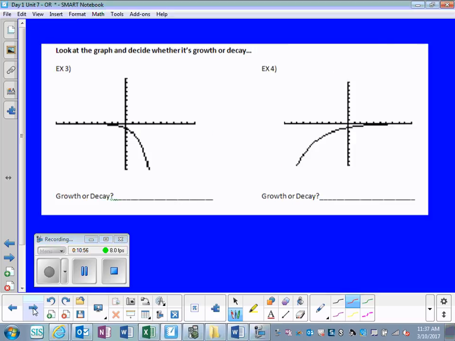Okay, so now, I don't know if we already learned this, but just in case, this can get a little bit confusing. Look at these graphs and decide whether each is growth or decay. Which one is decay? Who thinks it's decay? Who thinks it's growth? Why decay? Because it's going to negative infinity. But is it?